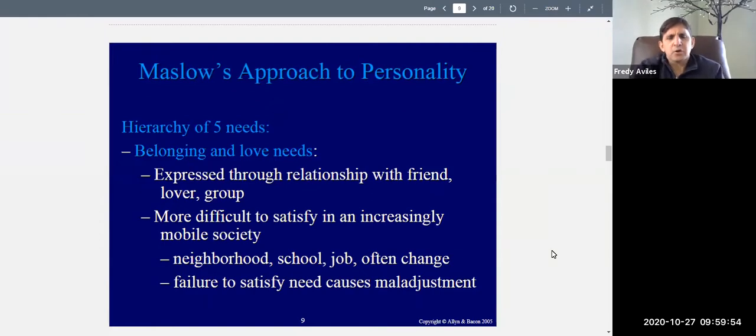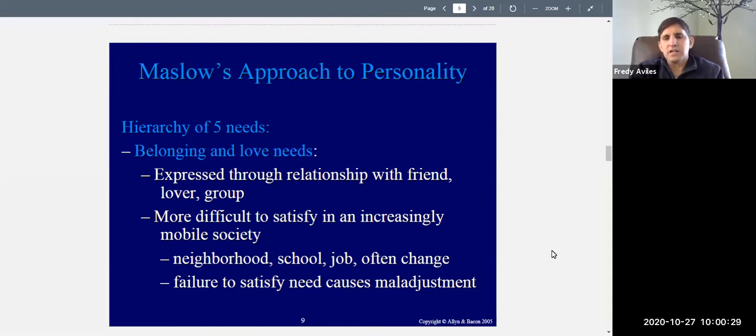The needs that come next are your belonging and love needs. Remember, the belonging and love needs, according to Maslow, arise during adolescence. I wouldn't fully agree with that. I think they arise earlier than that. I think you have belonging and love needs from the moment you're born. You want to be with people. But your belonging and love needs are expressed through a relationship with a friend, with a lover, or being a part of a group. I think they're also expressed through having a father and a mother and siblings. So I think it's present from the very beginning.